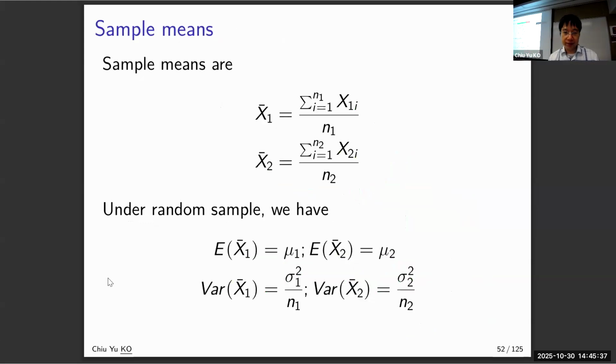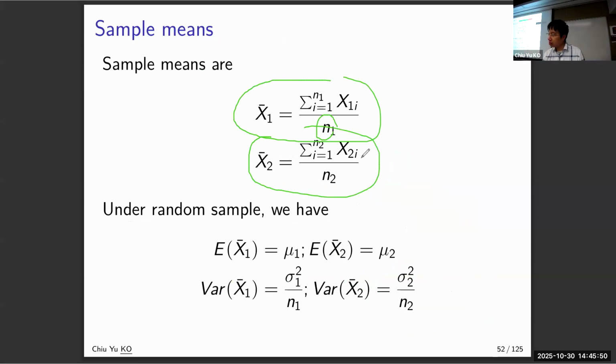Two bell curves. The sample mean of 1 is the average of what you see from 1, divided by how many observations you have from 1. The sample mean of 2 is the average of 2. If you random sample, the expected sample mean of 1 equals the population mean of 1, and the sample mean of 2 equals the population mean of 2. The variance of the sample mean of 1 is the variance of 1 over n1, and the same for 2. So nothing new here.